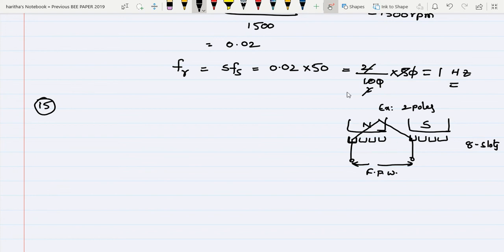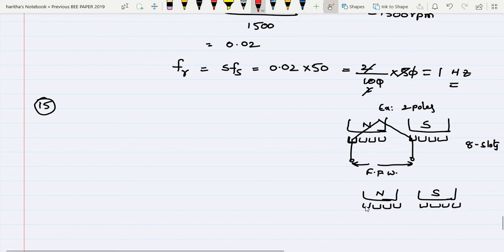Suppose under north pole, let us assume south pole, the number of slots, again I'm taking the same slots. One end of the winding is placed under the first pole, under north pole first slot, and the other end of the winding is placed under north pole again.